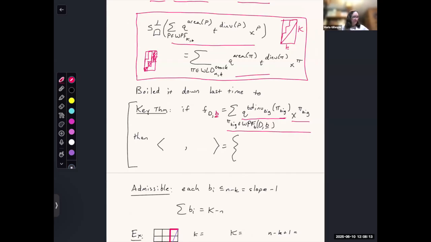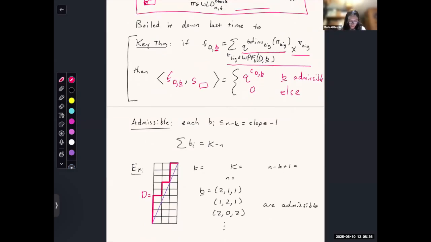So if that's our LLT, then what we're trying to prove is that FDB inner product with S of the rectangle is either Q to the CDB, which was some constant we defined last time, if B is admissible, and 0 otherwise. Okay, so let's recall what admissible means.